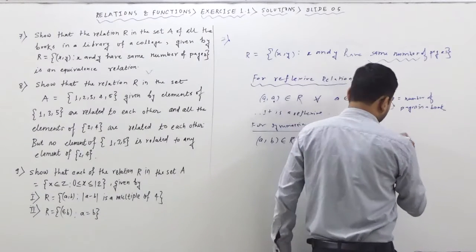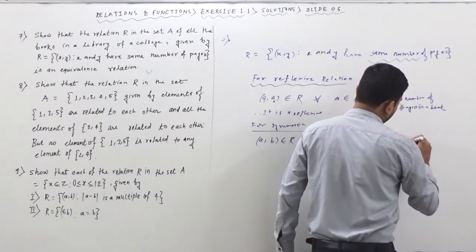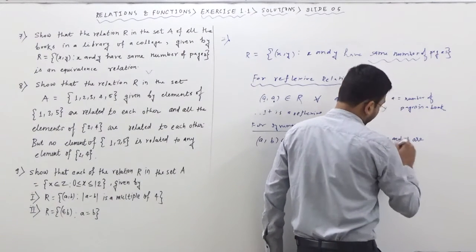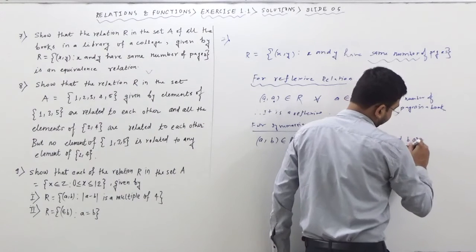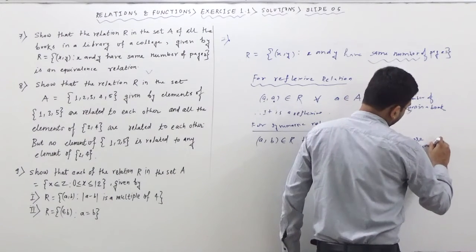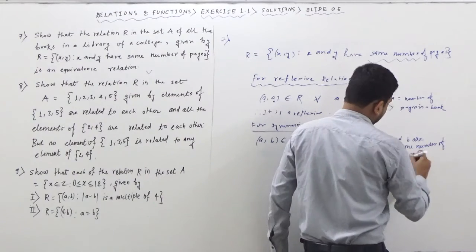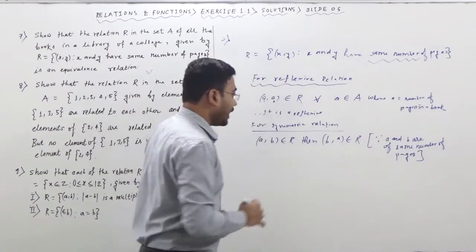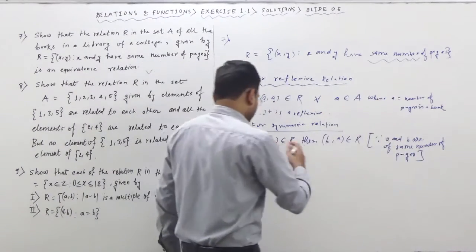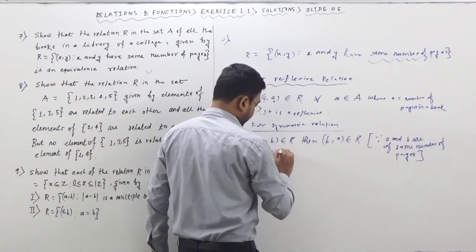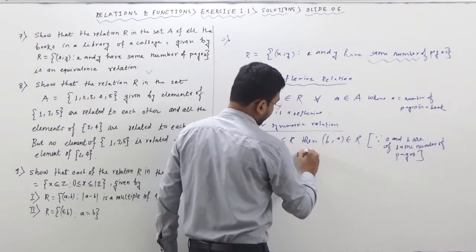Since A and B are of the same number of pages. So here, what are A and B? These books are of the same number of pages. Therefore this will exist. Therefore it is a symmetric relation.